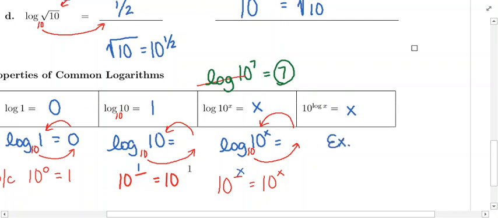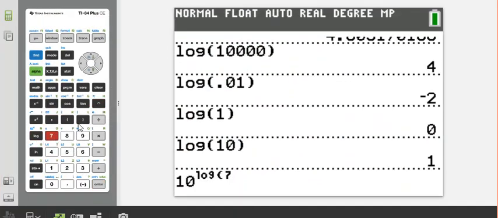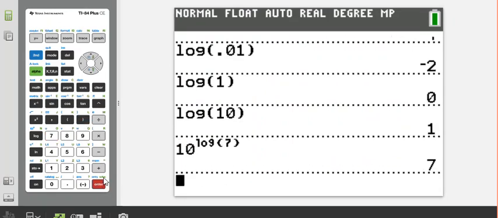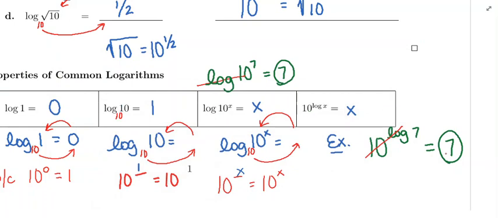So as an example of this, if I had 10 raised to the log of 7, the 10 and the log would cancel and give me 7. And again, a lot of this you can do on the calculator. If I had 10 and I raised it to the log of 7 power, you do end up with 7. All right, so we're going to move on to bases other than 10, but a lot of the stuff that you've learned here will apply to those bases as well.